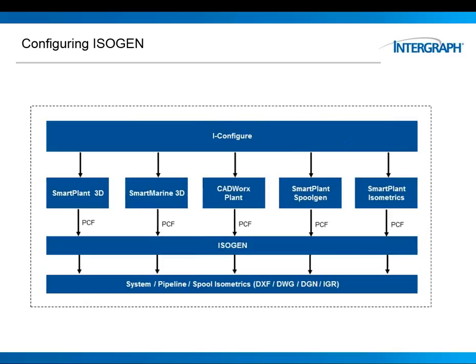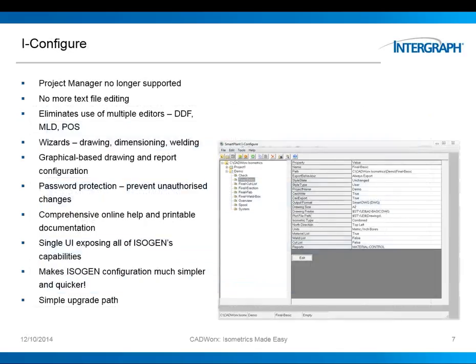iConfigure 2014 is bundled with CADWorx 2015. Project Manager will no longer be installed automatically with CADWorx. However, it is still available as a separate install should you still need it. iConfigure is Isogen's companion product. It includes the new Isogen configuration panel, enabling users to easily customize and configure their isometric drawing output. It is a single user interface exposing all of Isogen's capabilities.